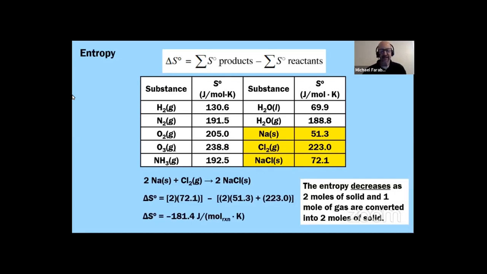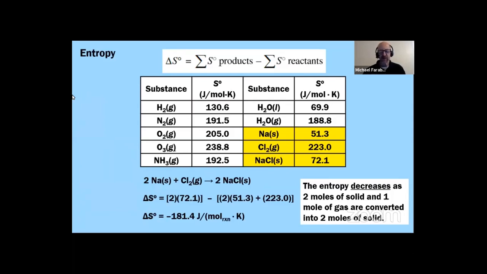This tells us that entropy is decreasing as we are converting from essentially a gas and a solid to just a solid. So there are fewer degrees of freedom and there are fewer arrangements of the molecules and the particles as you go from a gas to a solid.